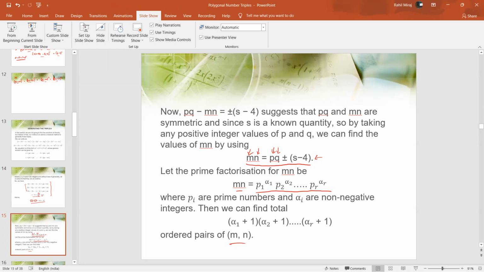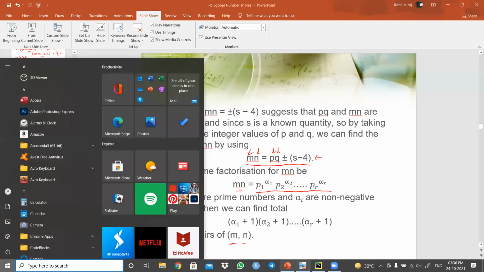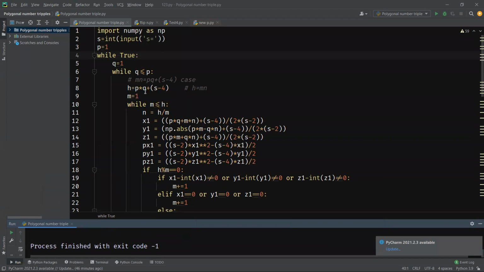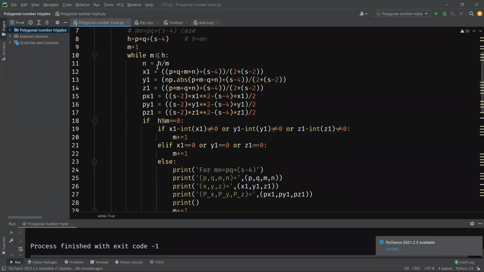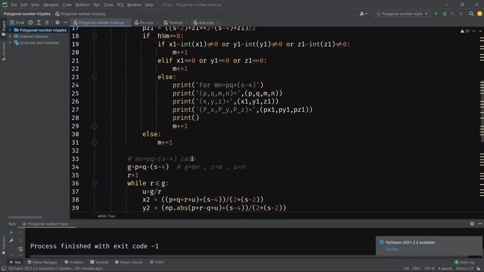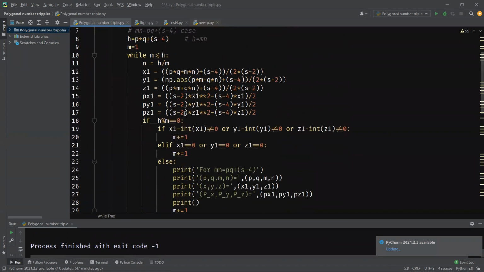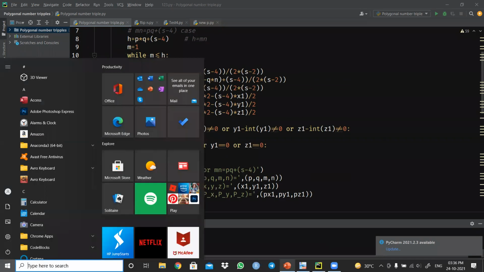And actually, in the code, I have done something like this: we take P equal to 1, then Q equal to 1, and there is an infinite loop, and it will check for all values of P and Q, then find the values of M, N and check whether X, Y, Z are integers or not by just plugging the values into our equation. All right.